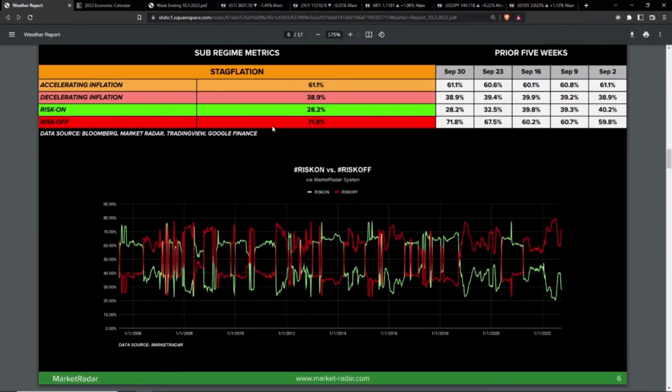What this is basically outlining are the sub-factors of each regime, which are defined as accelerating and decelerating growth, which we call risk on and risk off, and then accelerating or decelerating inflation.